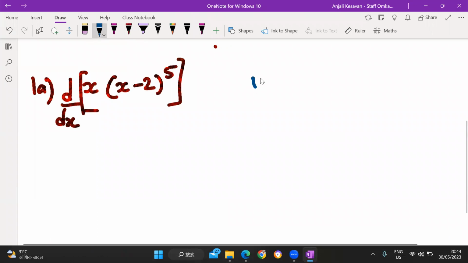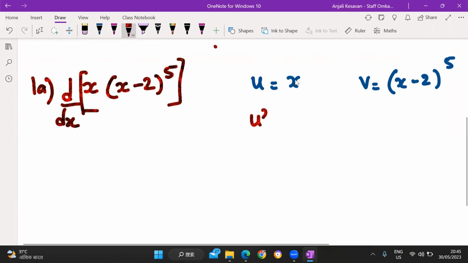So what is u here? U here is x. What is x multiplied by? What is the second expression? (x minus 2) the whole raised to 5. Now, how do we differentiate this? Differentiation of u: what is the differentiation of x? 1. And what is the differentiation of v?